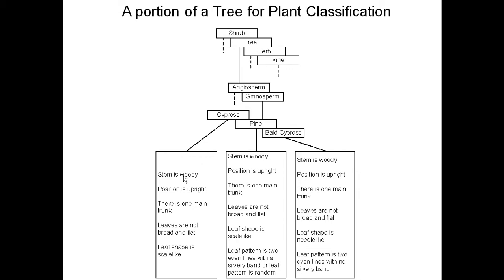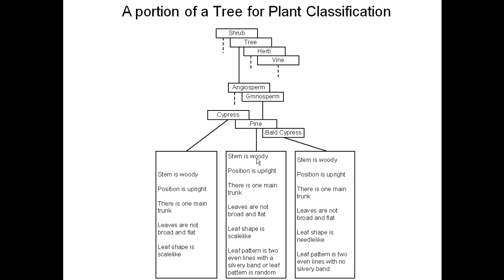Well, one way to do this would be to start with each family and talk about its characteristics and see if they're true or not. In other words, she could ask her colleague, is the stem woody? If her colleague says yes, then she says, is the position upright? If her colleague says yes, then she says, is there one main trunk? If her colleague says no, she knows that cypress is not the family. So she goes on to see if maybe it's pine.